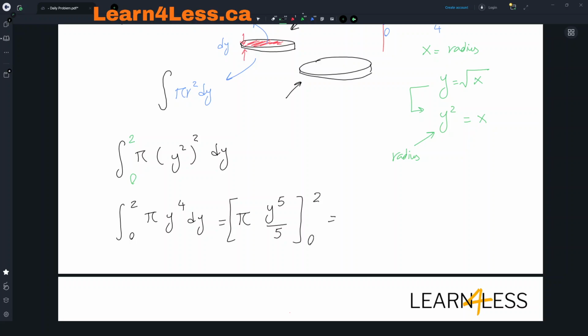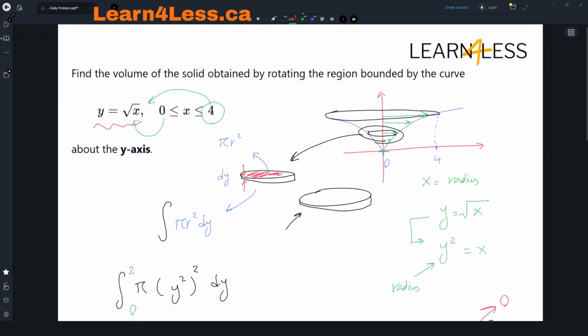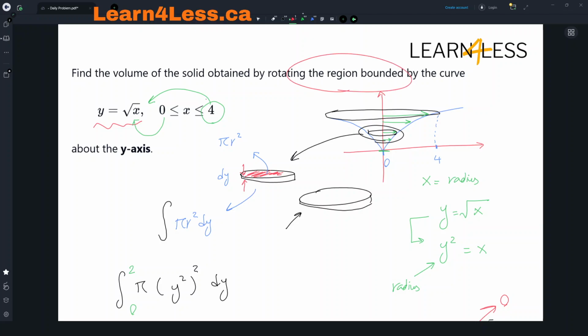We first plug in the upper bound, so we get pi times 2 to the power of 5 over 5, minus, when we plug in the lower bound, pi times 0 to the power of 5 over 5, which makes the second part entirely 0. So overall, the volume would be just this part, which is pi times 2 to the power of 5 over 5, which is 32 pi over 5. This would be the volume of the shape made by rotating this region about the y-axis.